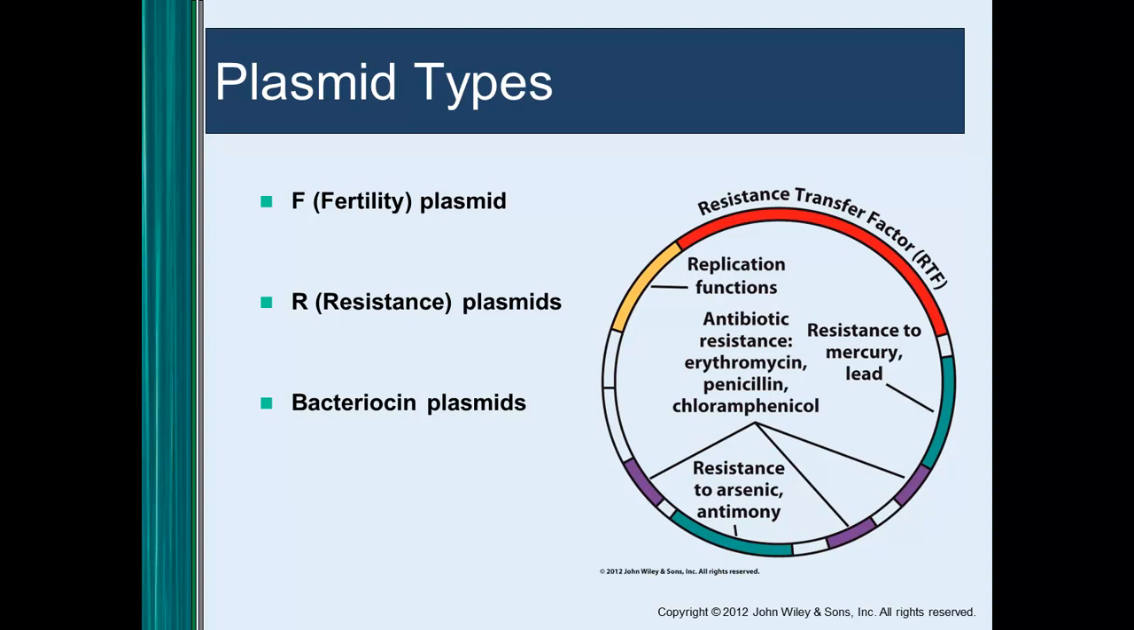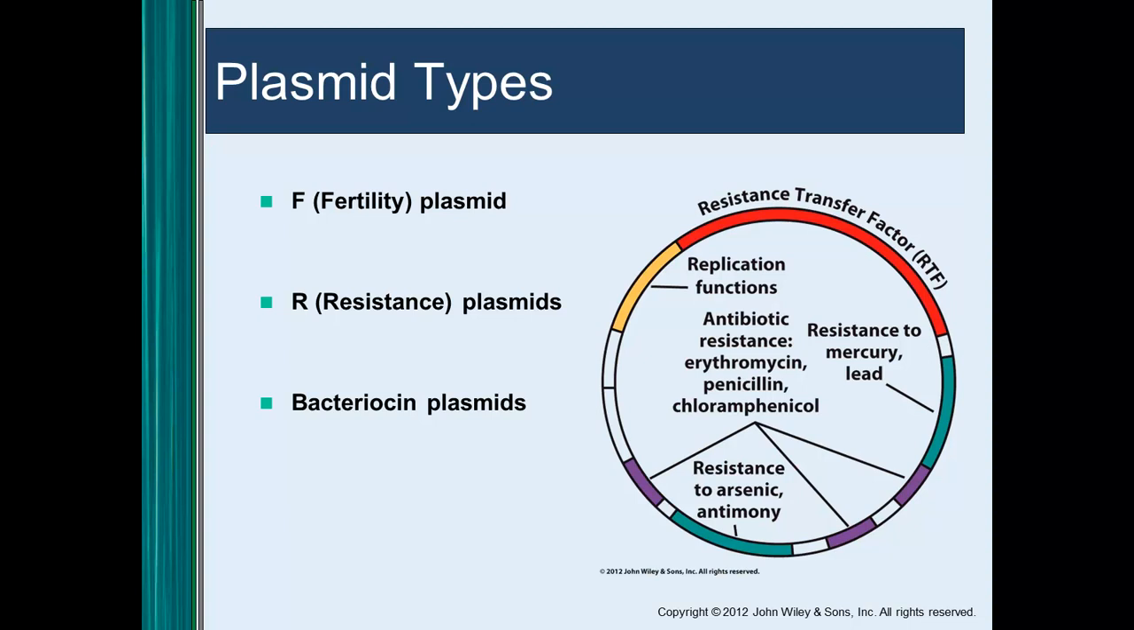Now, other plasmids direct the synthesis of bactericidal, or bacteria-killing, proteins called bacteriocins. Now, a typical resistance plasmid can carry genes for resistance to various antibiotics and to inorganic toxic substances, sometimes used in disinfectants. This is shown here in the figure. The resistance transfer factor includes genes needed for the plasmid to undergo conjugation.